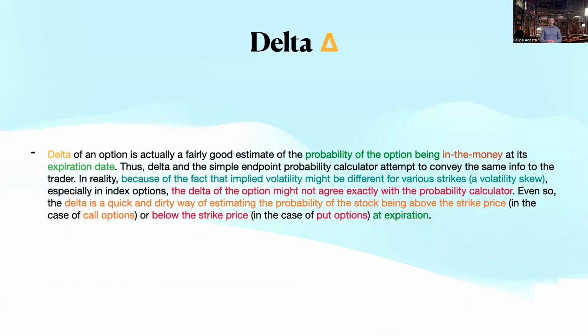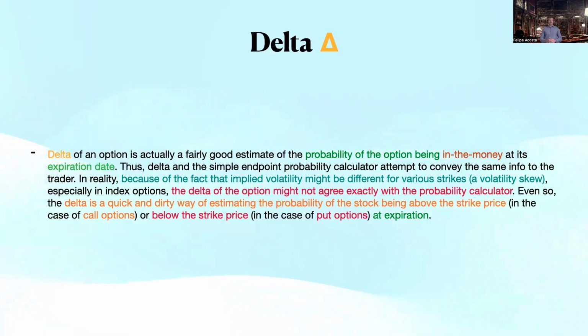Delta is very important for options to understand. The delta of an option is actually a fair, good estimate of the probability of the option being in the money at its expiration date. So you can use it as a percentage of the probability of that option contract being in the money before or at expiration, which, in the money, means, right, you've made a profitable investment or speculation, right?